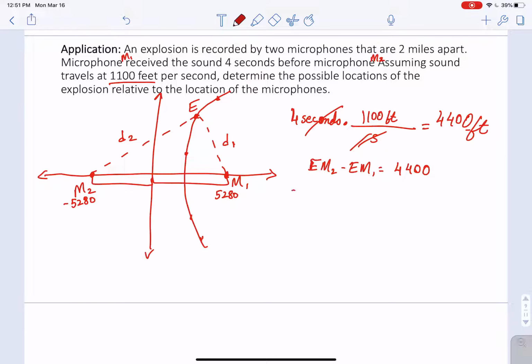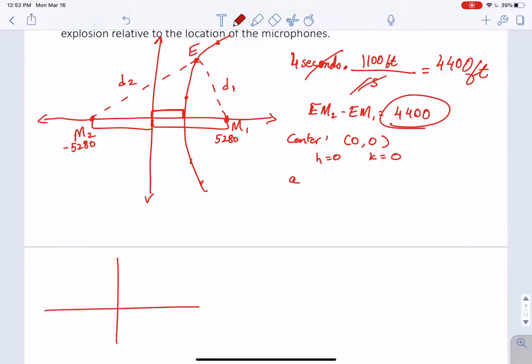I know the center is 0, 0, based on how I set this up, and so h and k are 0. And I know that the a value, if this is horizontally facing, is up to there. So how do I figure out the a value? Well, I know that this difference of distances is 4,400. If I transfer this to any hyperbola, if I think about a hyperbola going like this, any point to its foci should have that difference in distance.